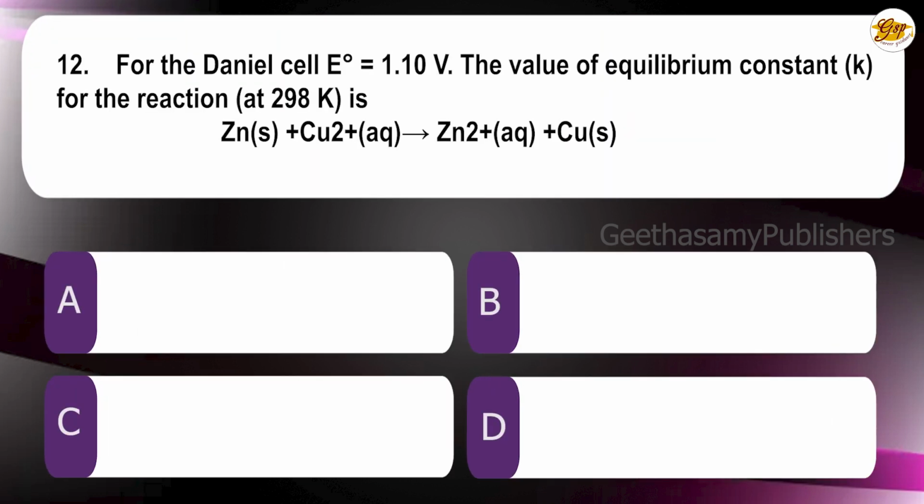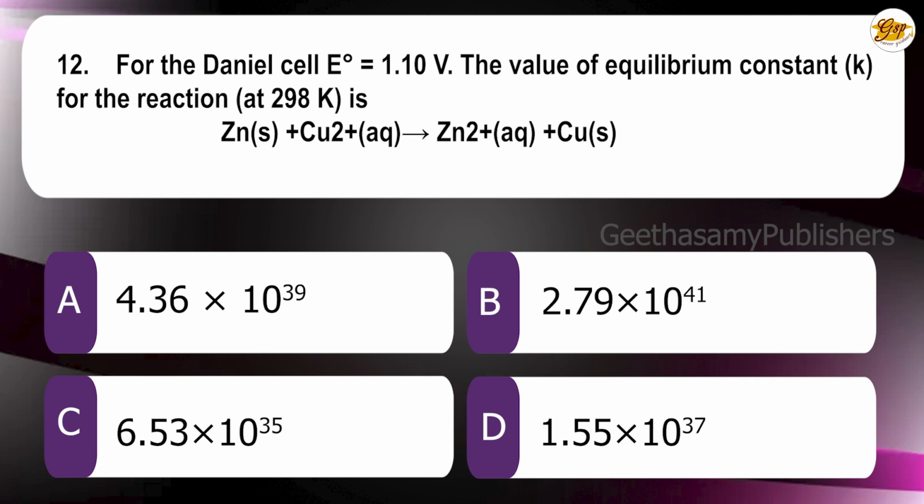12th question. For the Daniell cell, E to the power 0 equal to 1.10 V. The value of equilibrium constant K for the reaction at 298 Kelvin is: Zn(s) plus Cu2+(aq) gives Zn2+(aq) plus Cu(s). So the choices are A.